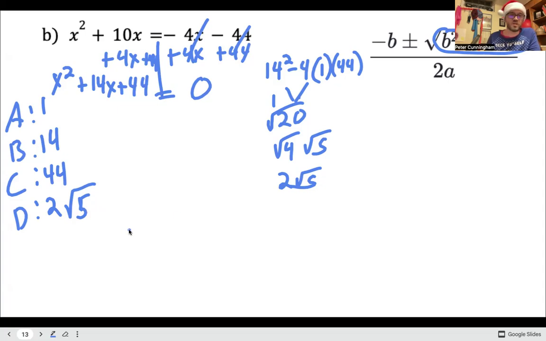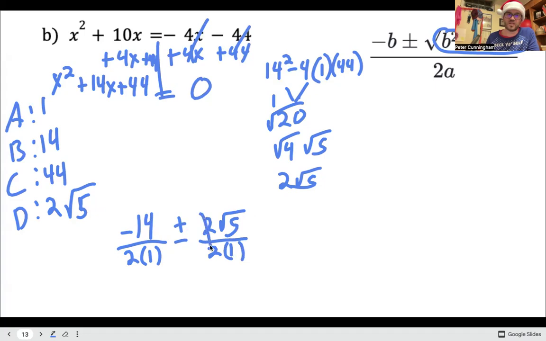Okay, opposite of B. Opposite of 14 over 2 times 1. I just leave it like this so that in case I can get rid of the 2, which I did last time, that was nice. Plus and minus 2 root 5 over, again, 2a. That's nice. These 2's cancel out. The middle of this parabola is negative 14 divided by 2, which ends up being negative 7, plus and minus root 5.